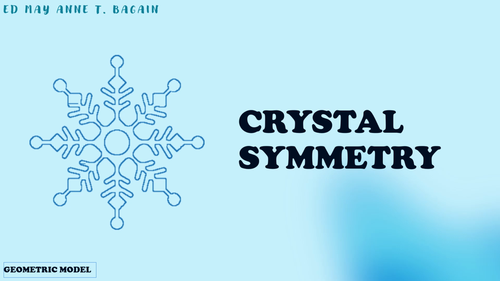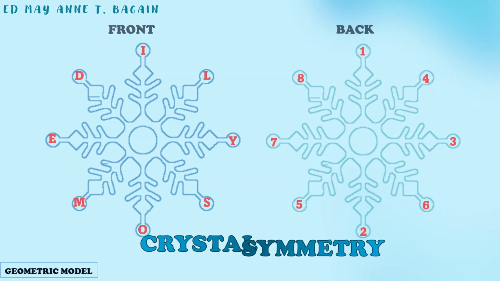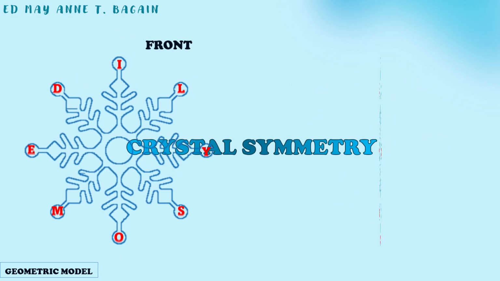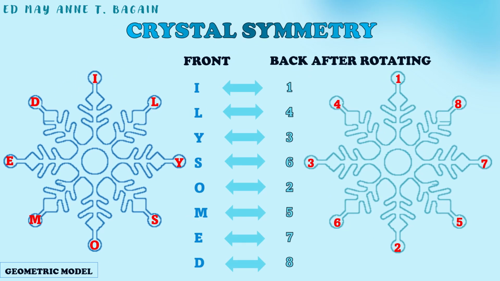Just to review, for the review part, we have here the front and back elements. We have I, L, Y, S, O, M, E, D for the front, and for the back we have 1, 4, 3, 6, 2, 5, 7, and 8. And then if we rotate that, we will have the crystal symmetry for the back after rotating.